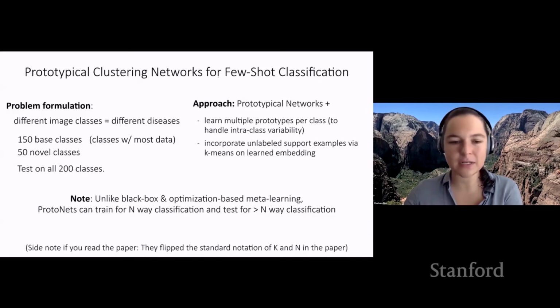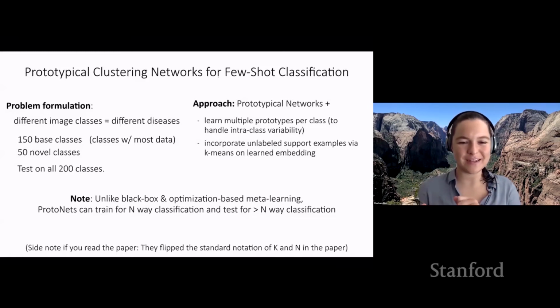Okay, and then one side note is that if you do decide to read this paper and look into some of the details, they actually flip the standard notation of k and n in the paper, which is a bit confusing. But once you understand that they're flipping this, it's hopefully easier to flip it in your head if you're used to n-way and k-shot classification.